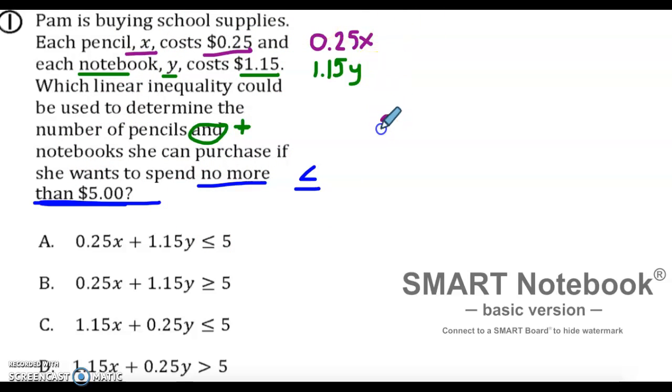We have 0.25 X, so it's 25 cents per pencil, plus, because this word and here means we're adding, 1.15 Y, because it's $1.15 per notebook, can be no more than, so this total of money has to be less than or equal to $5.